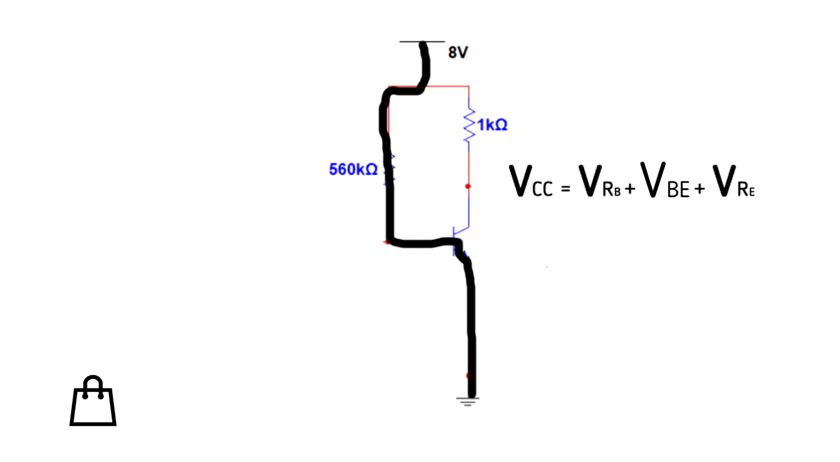As you can observe, there is no resistor in the emitter side, which means there is no VRE. So we erase VRE. What's left is VCC equals VRB plus VBE. From Ohm's law, V is equal to IR. So let's change this VRB into IBRB. Now we substitute the values. VCC is equal to 8 volts, IB is missing, RB is equal to 560k ohms, and VBE is always 0.7 volts. Solving for IB, we get 13.0357 microamps.